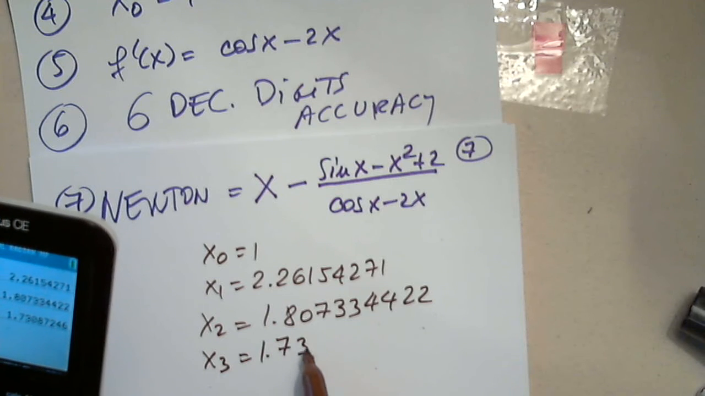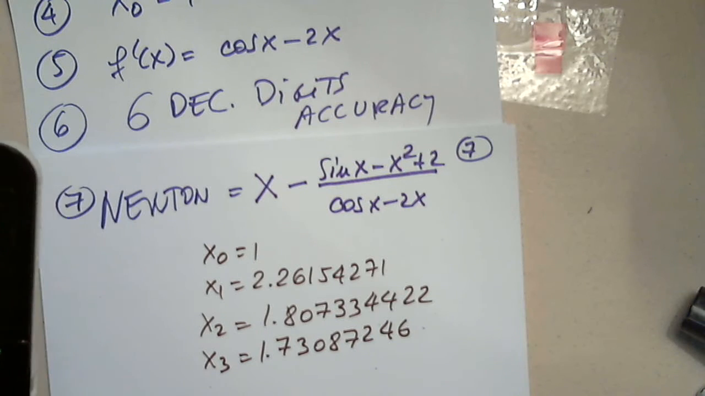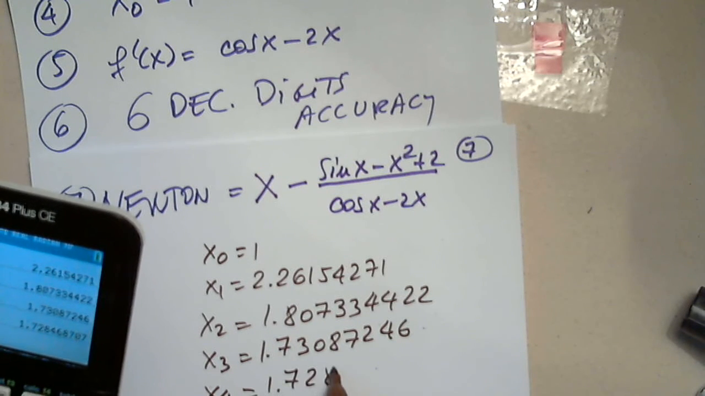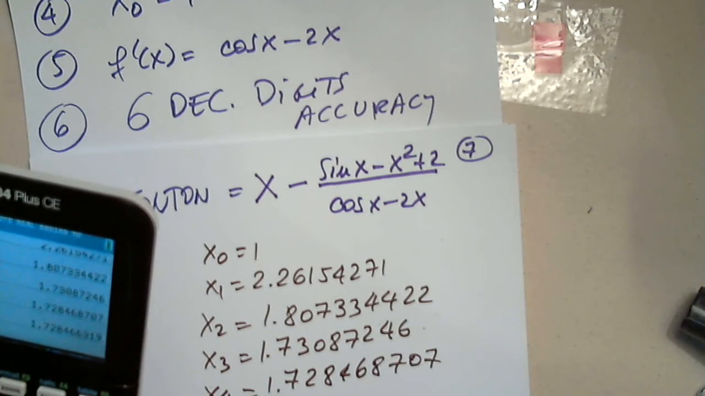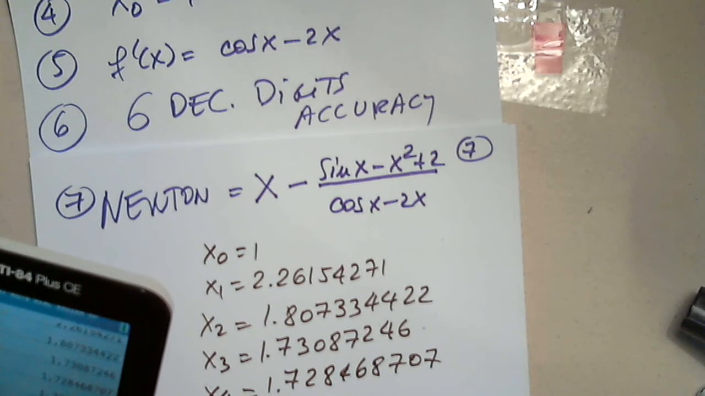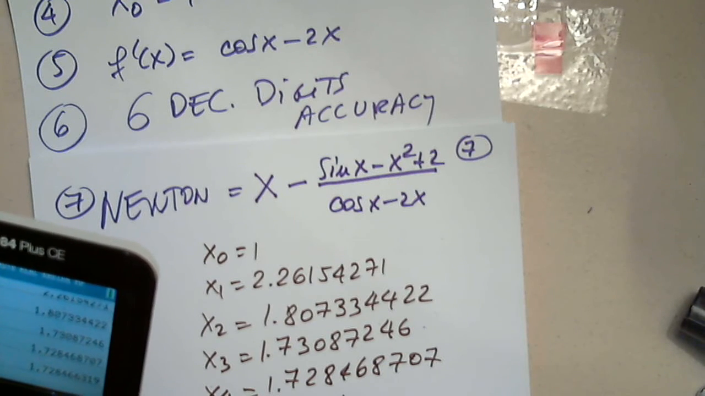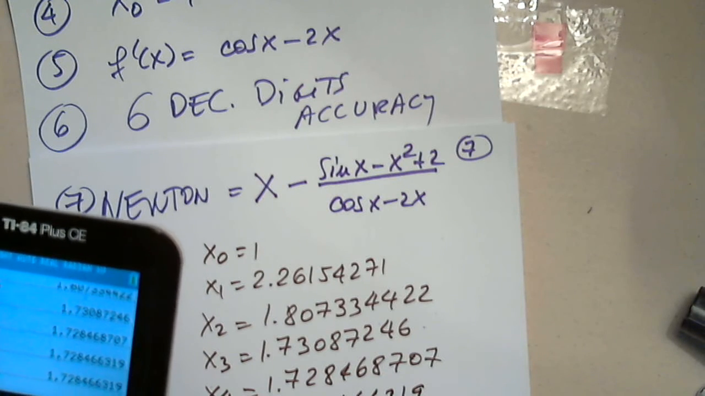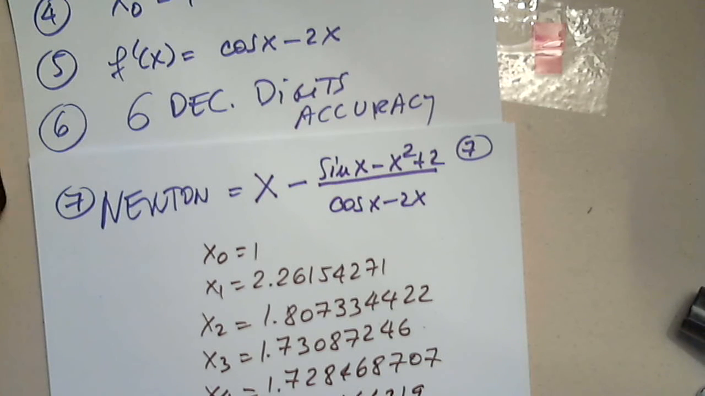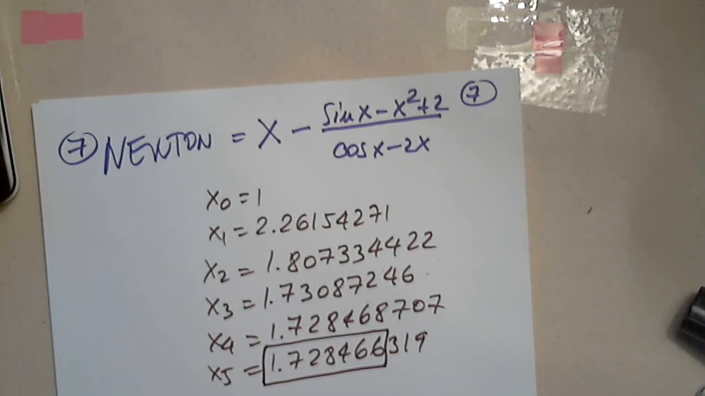And now I don't have to do anything else, just repeat. x3, 1.73087246. I continue. x4, 1.728468707. And most probably I have enough. I have 2, 4, nope. I'm right here at the 6th digit. 1.728466319. The next one is guaranteed to be identical. So there is no need for that one, and I will say this is the answer, with the accuracy that I wanted: 6 decimal digits.